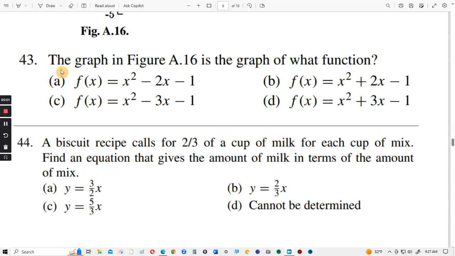All right, number 43, the graph in figure A16 is the graph of what function? And we can see all the multiple choices. The equation is in standard form, not vertex form. So let's take a look.